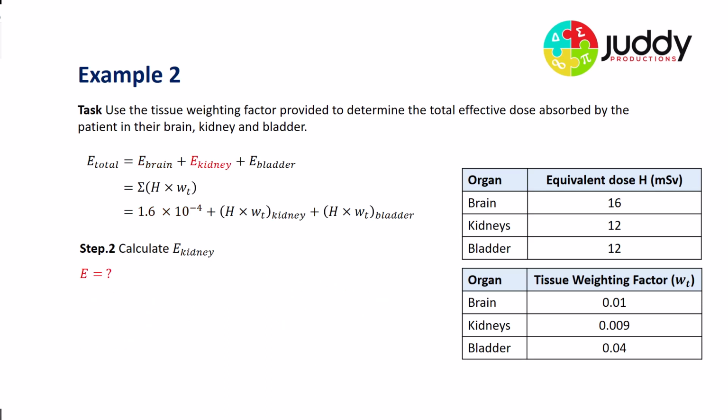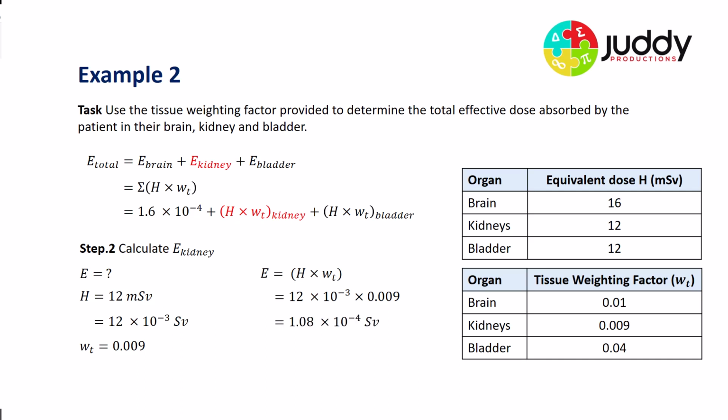Step 2, let's repeat this for the kidneys. So the kidney has an equivalent dose H of 12 millisieverts, or 12 by 10 to the negative 3 sieverts. The kidney has a tissue weighting factor of 0.009, which is like 0.9% of the radiation is absorbed. And so we're going to work out the effective dose upon the kidney. We multiply the equivalent dose and the tissue weighting factor, and that gives us an effective dose of 1.08 by 10 to the negative 4 sieverts. So that's the effective dose absorbed by the kidneys.